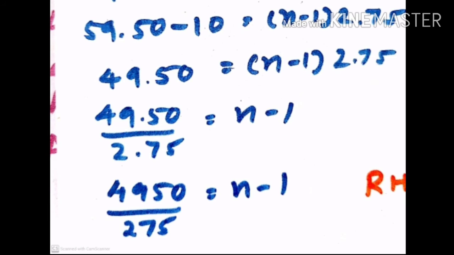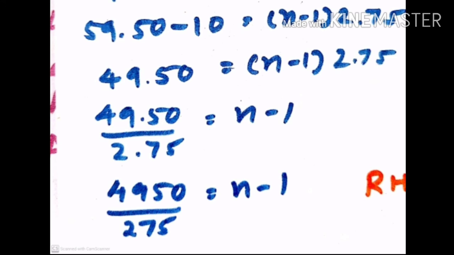After that, taking 10 to the left side, 59.50 minus 10 is equal to n minus 1 into 2.75. So by subtracting we get 49.50. Now in the next step we take the division. 49.50 divided by 2.75 is equal to n minus 1. Now you can see, students, that after the decimal point the places are the same, two places, so we can remove the decimal and write the numbers as 4950 divided by 275 is equal to n minus 1.